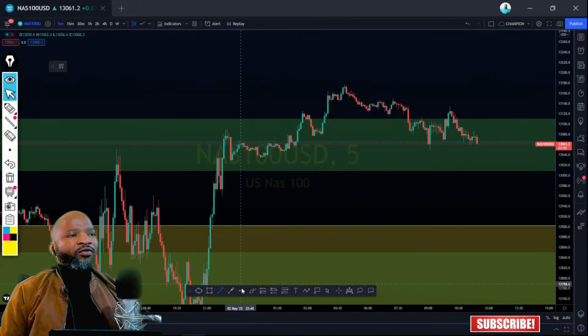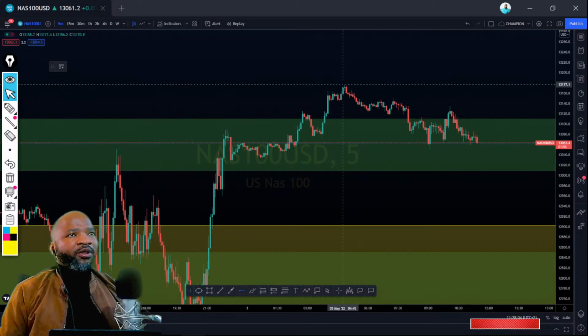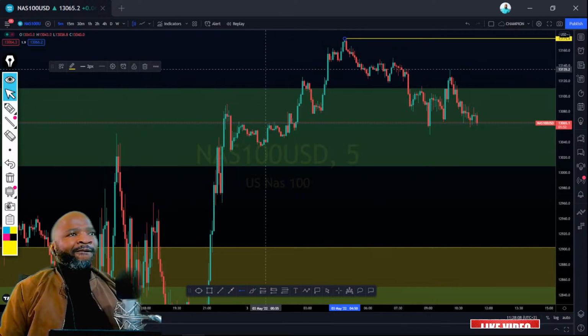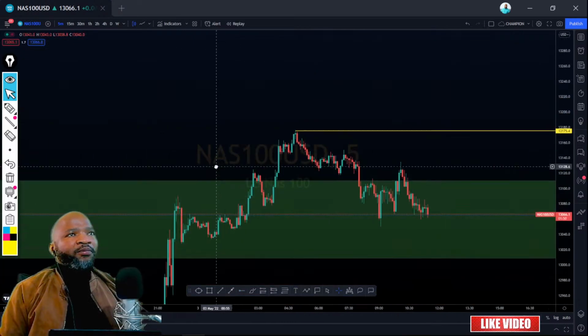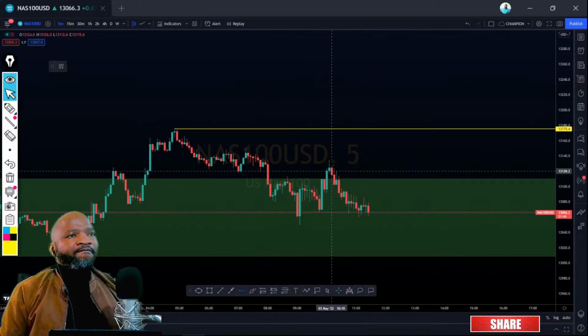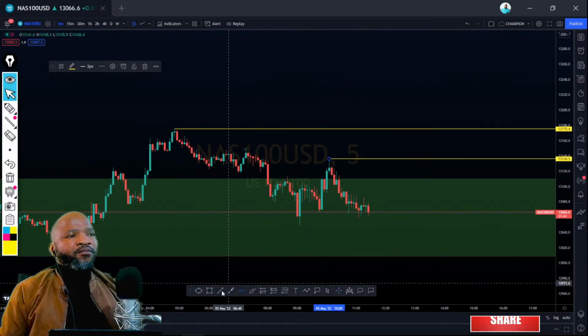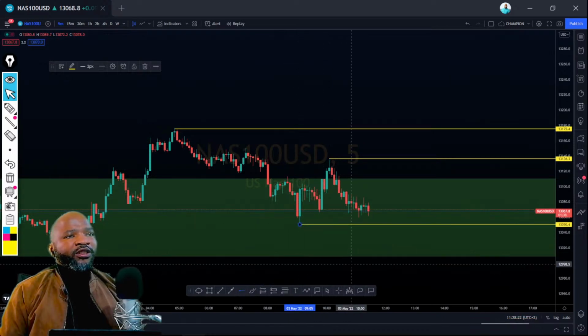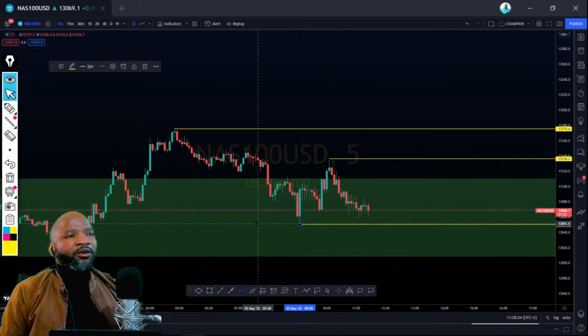This is our 5-minute time frame. Let me place the horizontal lines on key points there, so that when we look at our 5-minute time frame, we can always remember that the price respected these levels.